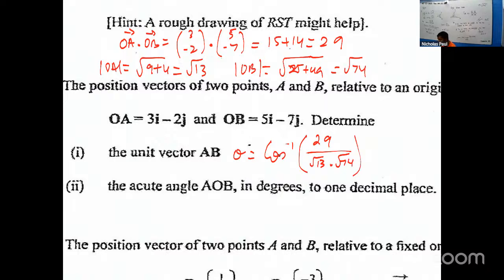And the answer most people have is 20.8. 20.8 with no rounding off, right? So if you were to round off root 13 and root 74, you might get a slightly different value, right? Try your best not to round off.